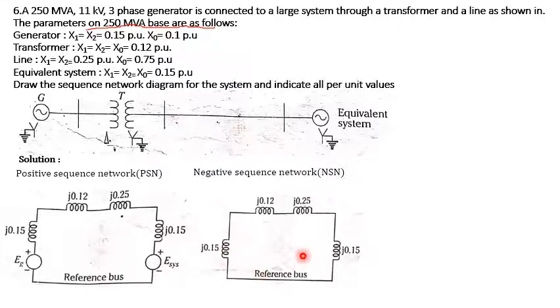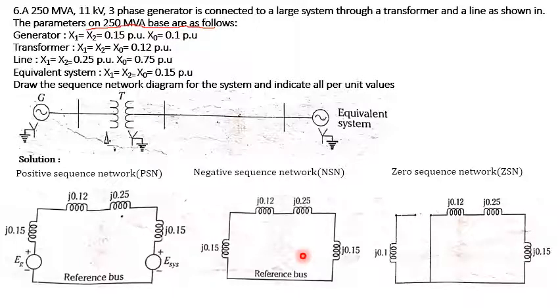Then we need to draw the zero sequence network. First we consider the equivalent system, the generator, then the transformer, then the transmission line. For the generator, which is star and grounded, we are going to close this series switch. There is a switch here, and the series switch we are going to close.